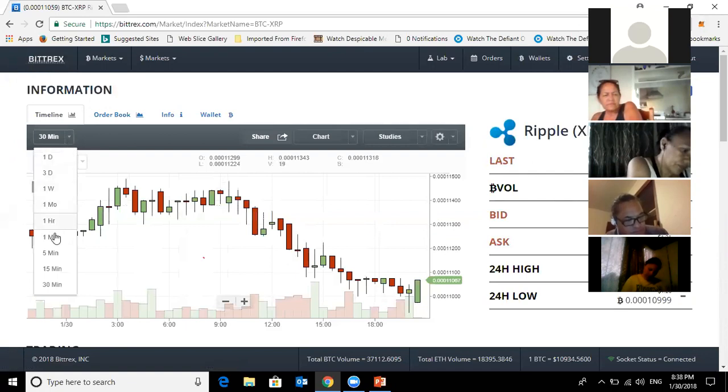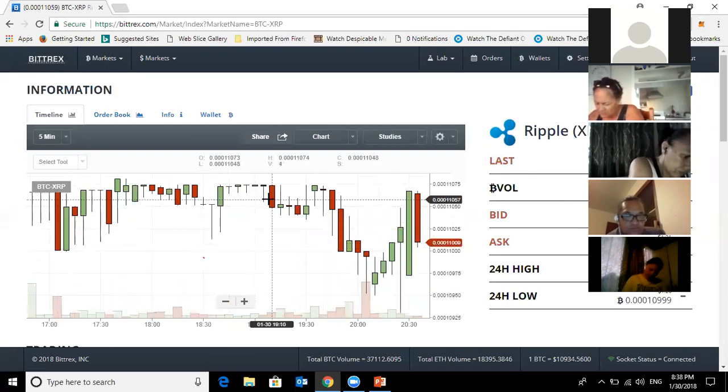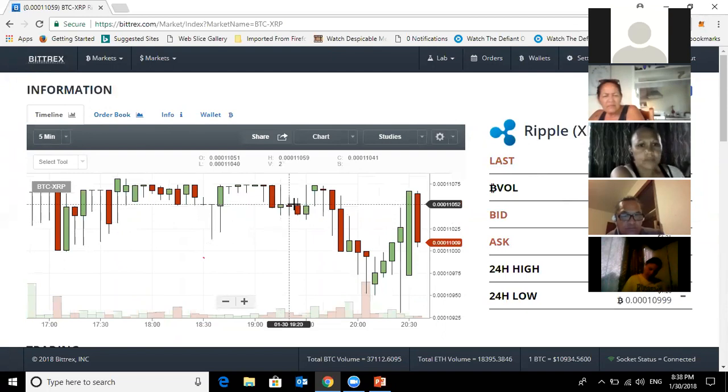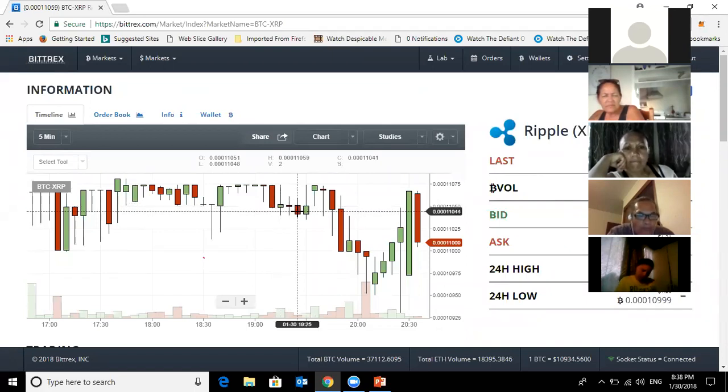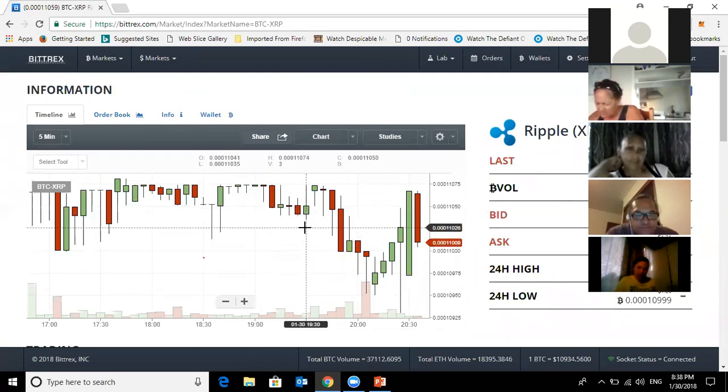Click down, and we want to bring it to a 5-minute increment. And what does that mean? It means it's going to show you a candle for every 5 minutes. So in between every candle, whānau, it's 5 minutes difference. Let's say we start here. 5 minutes later, here's our second candle. 5 minutes later, our third candle. 5 minutes later, our fourth candle. 5 minutes later, our fifth candle. Why do we need to do that? Because we need to consistently see where the candles are going when we apply the bands.